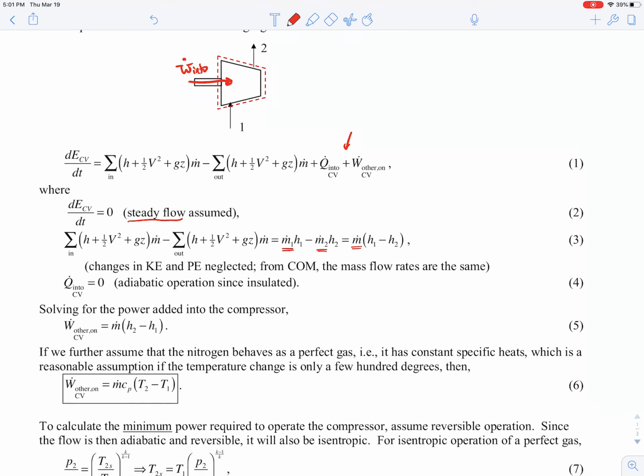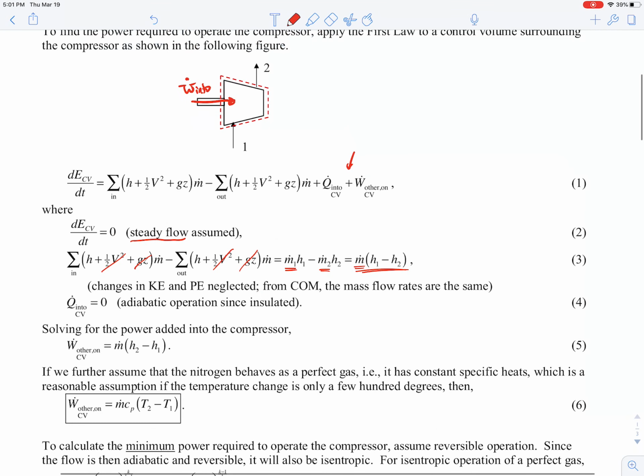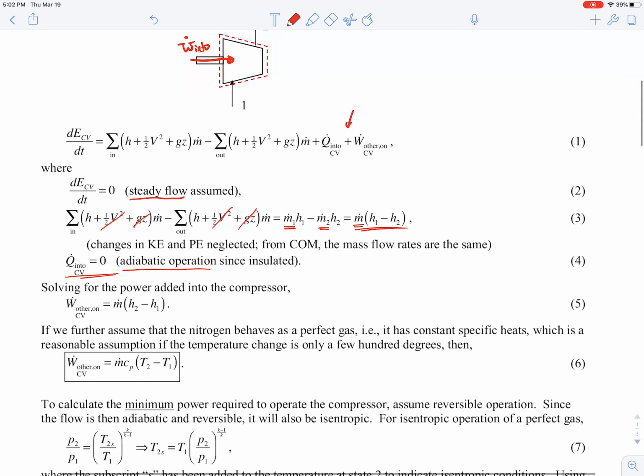We're neglecting changes in kinetic and potential energy, so those terms go away. So we're just left with m dot times h1 minus h2. We're assuming that the compressor is well insulated so that it's operating adiabatically, so the Q dot term goes to 0. And so in the end, when you substitute back into the first law, we'll get that the power acting on the control volume is equal to the mass flow rate times the change in the specific enthalpy across the compressor. This part, hopefully you know how to do by now. I think everybody should be fine with that.